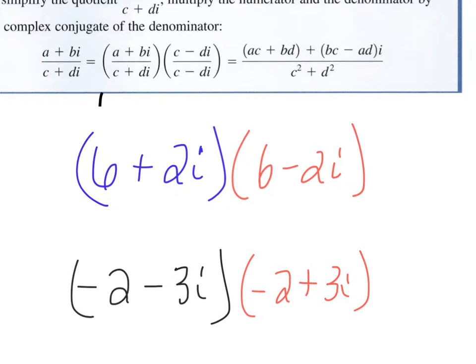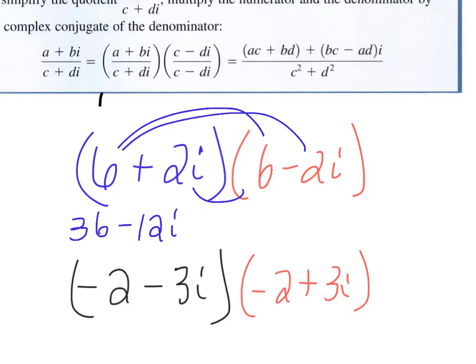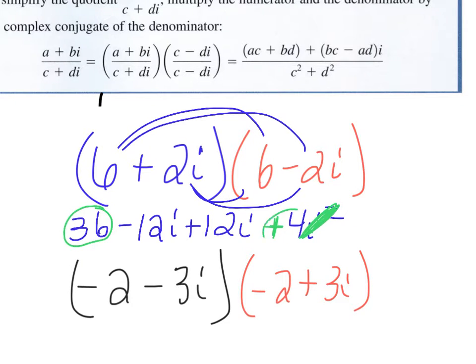But let's just FOIL this out. What's 6 times 6? Okay. What's 6 times negative 2i? Good. What's negative 2i and 6? Good. And then what's negative 2i, positive 2i? Negative 4i squared. Soon as I see i squared, what do I do? Cross it off, make this plus. So look at, where are my reals? On the outside. Good. So I have 36 and 4 is what? What happens to negative 12i and positive 12i? They cancel out. They're zeros.